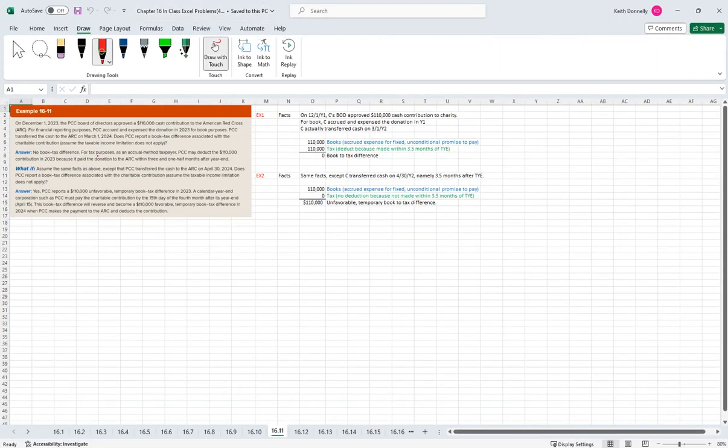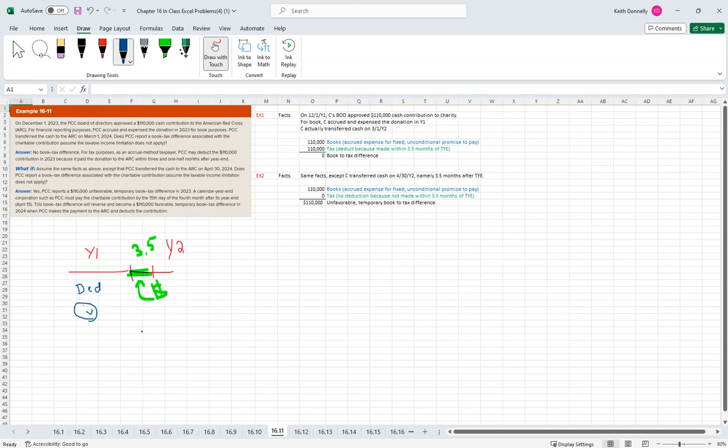This is essentially a fancy way of saying, okay, here's year one, here's year two. If we're an accrual basis C Corp and we pay it within 3.5 months, so we pay the money over here in that window, even though we paid it in year two, we're going to get the deduction for year one.